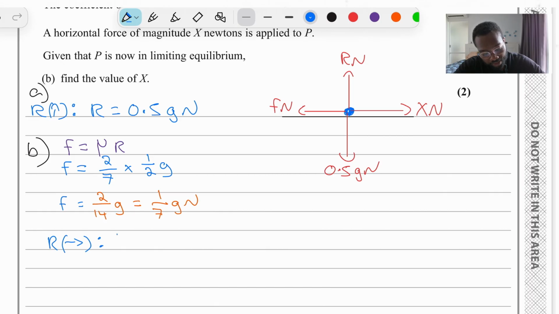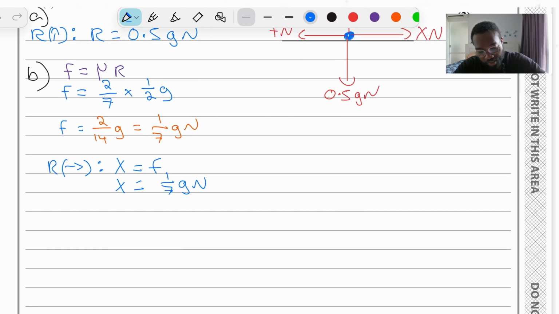And if we was to resolve forces horizontally, okay, that means that X would equal F. Therefore, X would also be 1/7 g newtons. And if you want to work that value out on your calculator, feel free to do it. So 1/7 times 9.8, and that will give you 1.4 newtons.